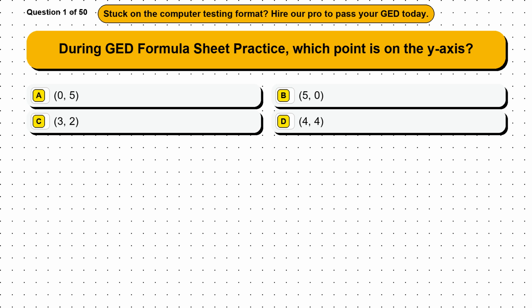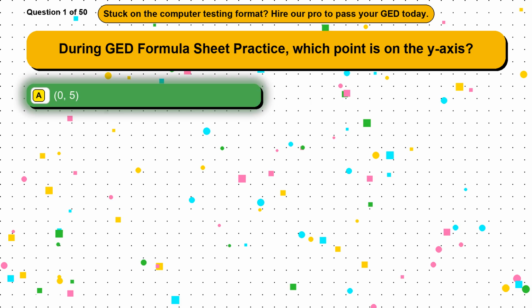Question 1. During GED Formula Sheet Practice, which point is on the y-axis? Option A, 0, 5. Option B, 5, 0. Option C, 3, 2. Option D, 4, 4. The correct answer is option A, 0, 5.